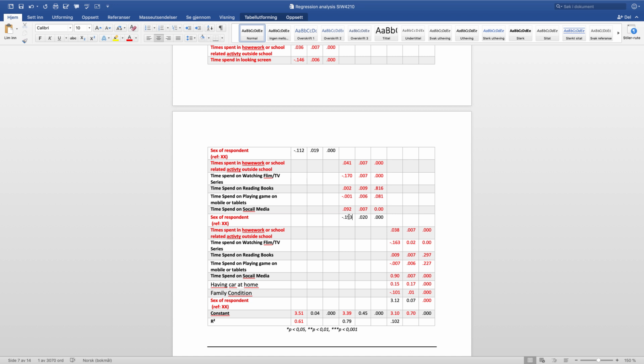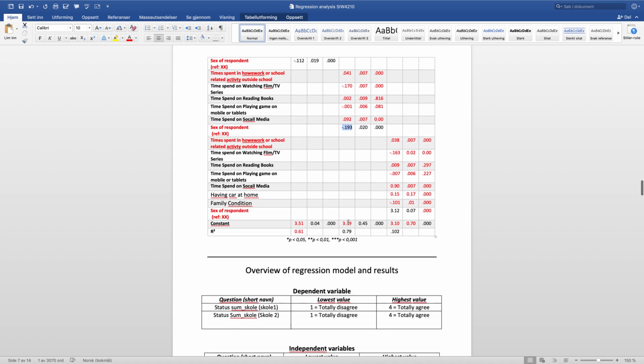Because when I look at this, this is probably the difference between maybe boys and girls. I don't know if boys or girls are the high value, but this would then be the difference between boys and girls. So let's say that boys is the low value and girls is the high, I don't know. Then when it goes from boys to girls, the physical activity, or the dependent variable, decreases by 0.193 scale units.